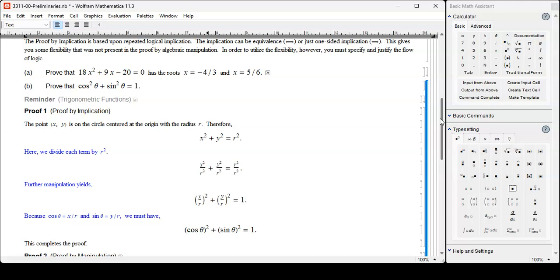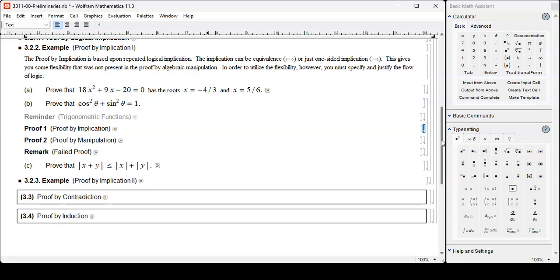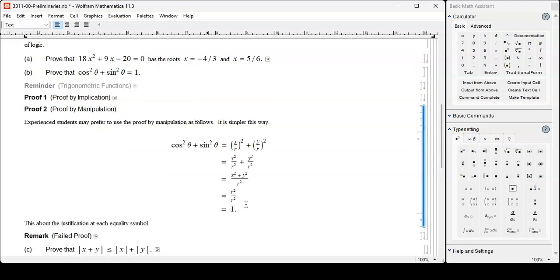We are going to do this a lot in this course. There are some courses, such as linear algebra, where we rely heavily upon proof by algebraic manipulation. But here in number theory, we are going to use proof by logical implication far more. By the way, we can do the same thing by proof by manipulation like this. So we have the equality here, and then further algebraic manipulation, taking a common denominator, and then eventually we are getting 1. Please note that equalities are all aligned and there's nothing here.